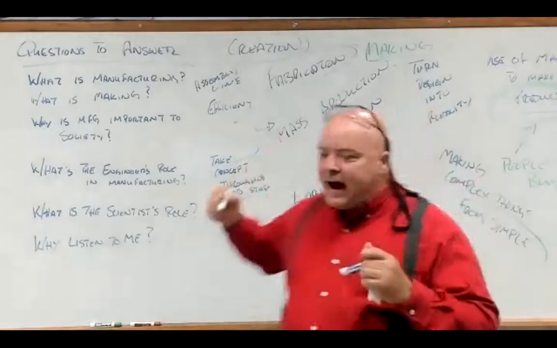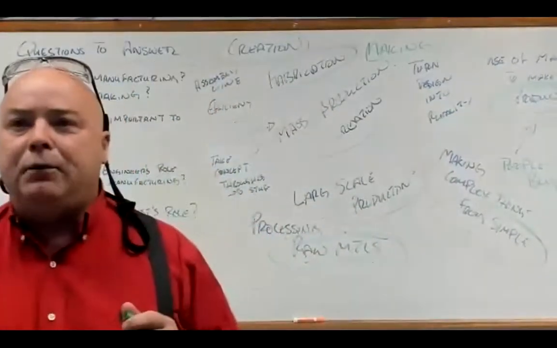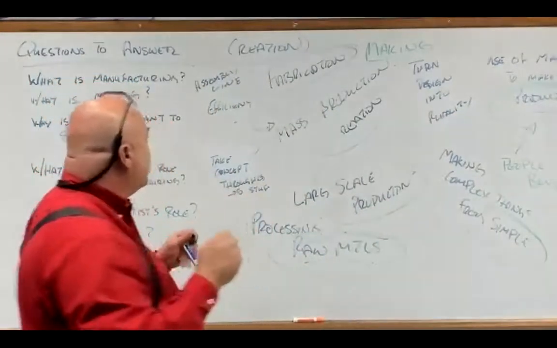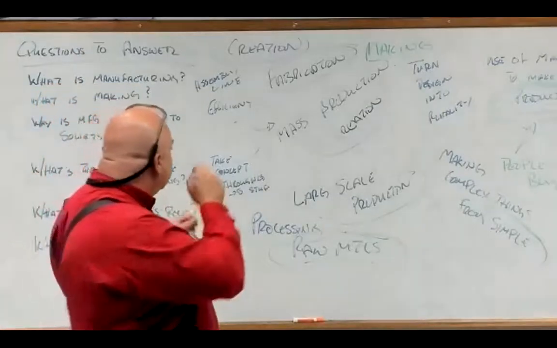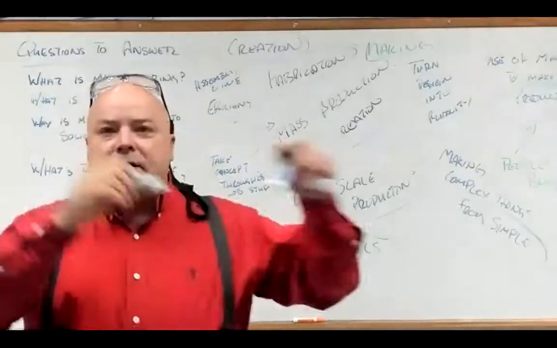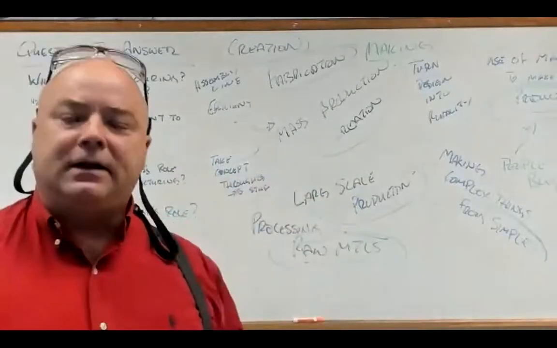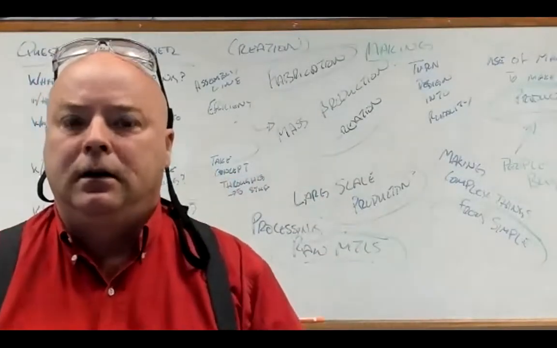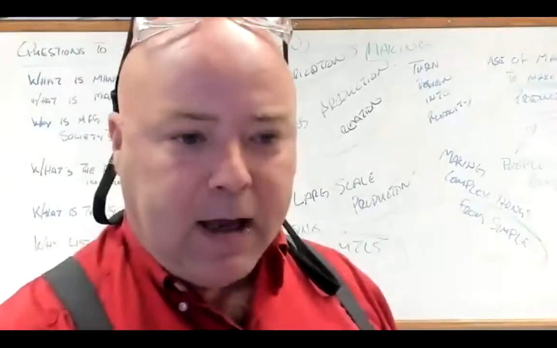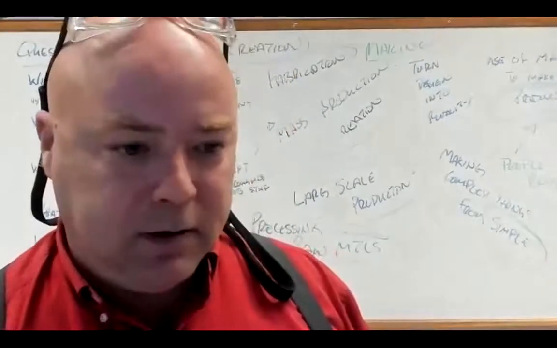So if manufacturing is making products, and we use raw materials when we do it, and we use processes when we do it, then manufacturing is making stuff people want. Would you agree with that? Can we settle on that for a definition?